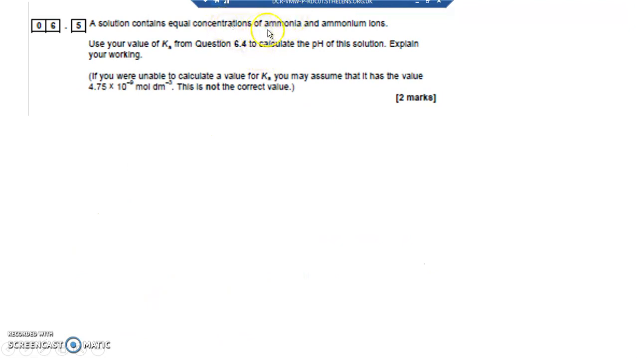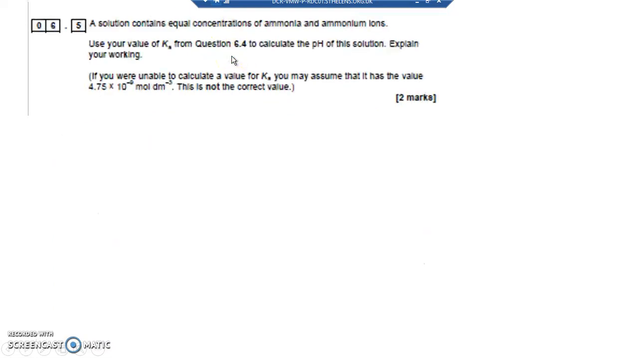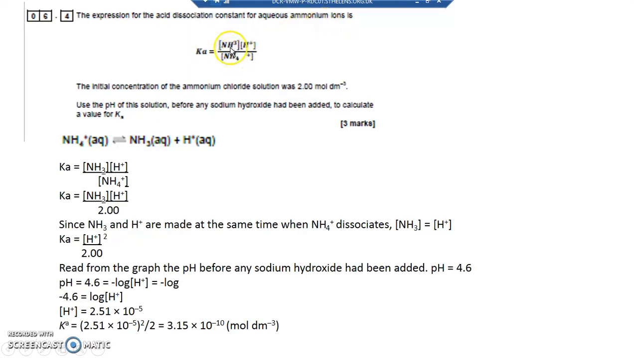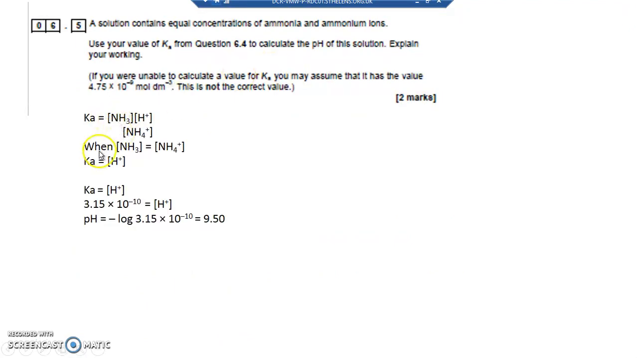The solution contains equal concentrations of ammonia and ammonium ions. Well, ammonia is NH3 and ammonium is NH4+. So if the value of NH3 equals NH4+, a value on the top equals a value on the bottom, because ammonia and ammonium ions are of equal concentration, then those two will cancel and Ka will equal H+. So if Ka equals H+, 3.15 times 10 to the minus 10 equals H+. That was the value that I got of Ka.